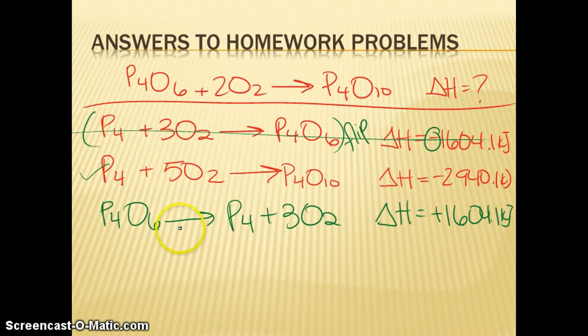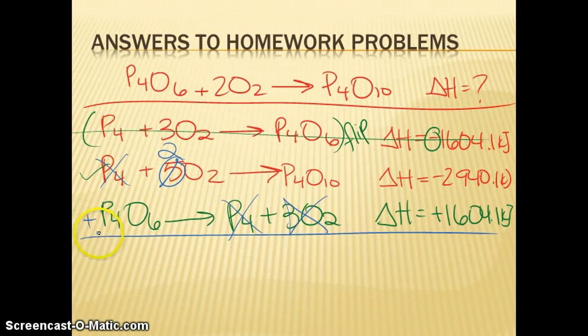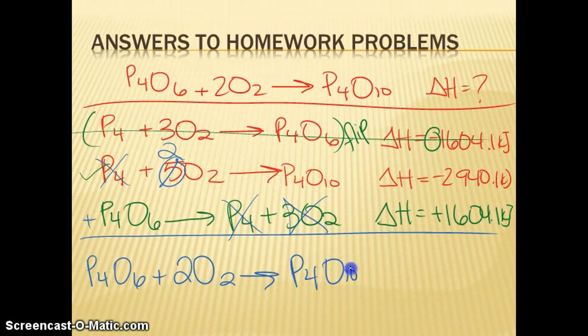And so we check, and we've got P4 and P4, so those are going to cancel out. We have 3O2 and 5O2, so the 3O2s go away, and this is going to change to 2. And so when we add up our step reactions, we end up with P4O6 plus 2O2 gives us P4O10.